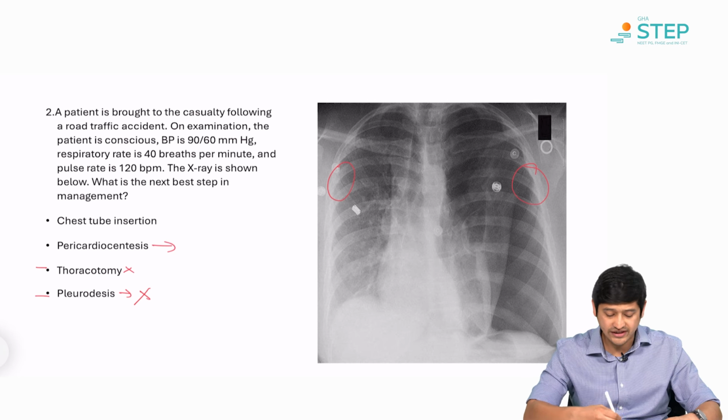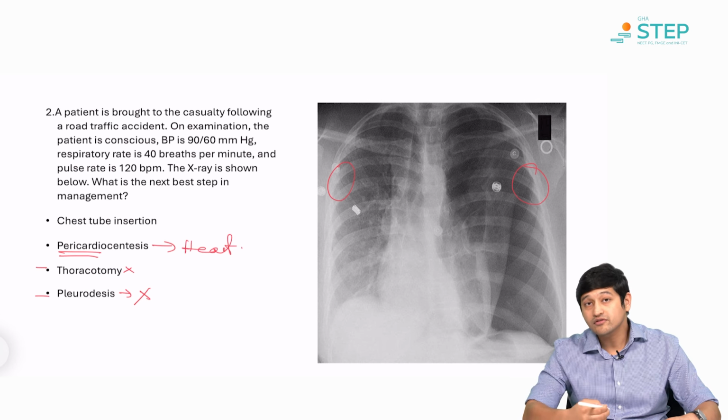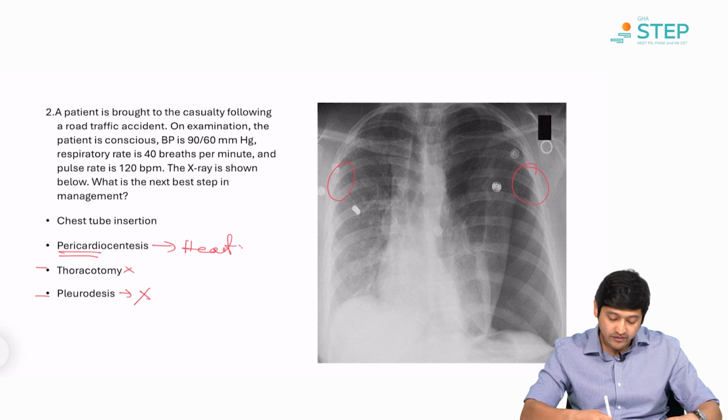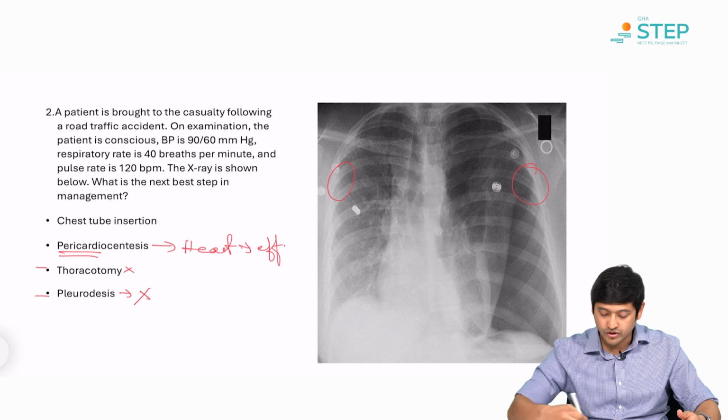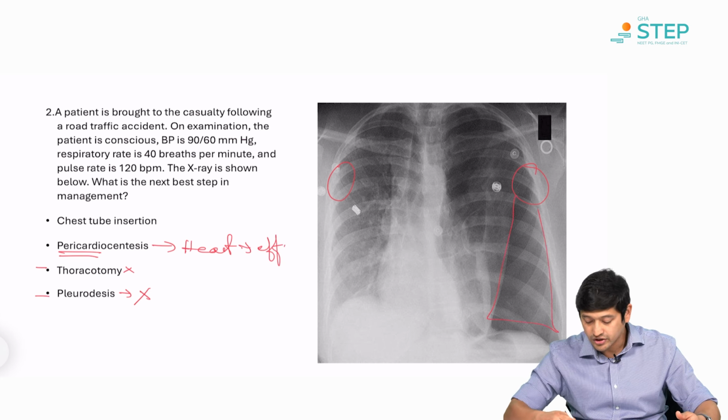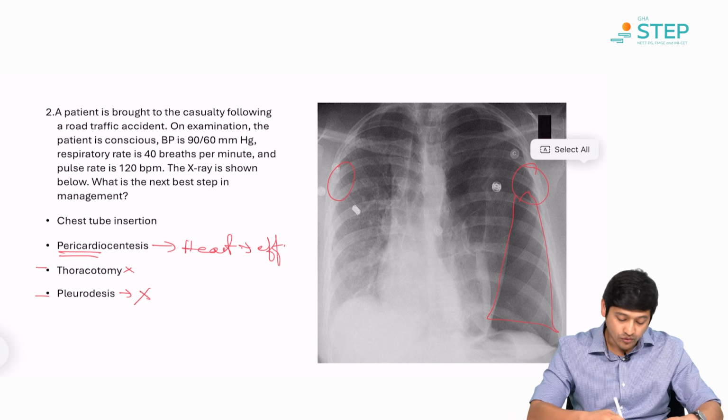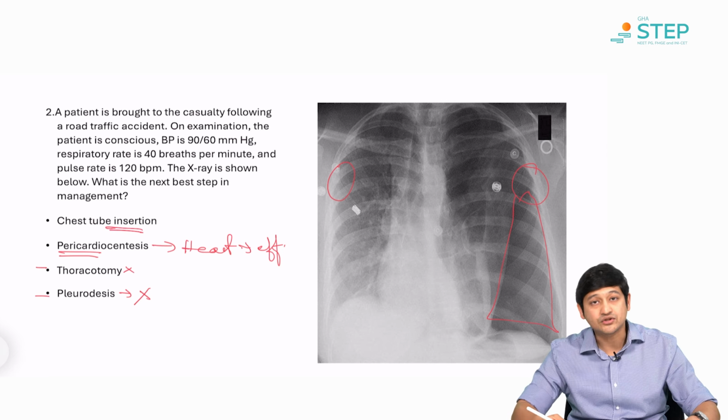A pericardiocentesis, obviously it's in the name, pericardio pertains to the pericardium overlying the heart. You will perform a pericardiocentesis when you have a pericardial effusion. You obviously know that there is a pneumothorax here, and therefore the most appropriate is going to be a chest tube insertion.